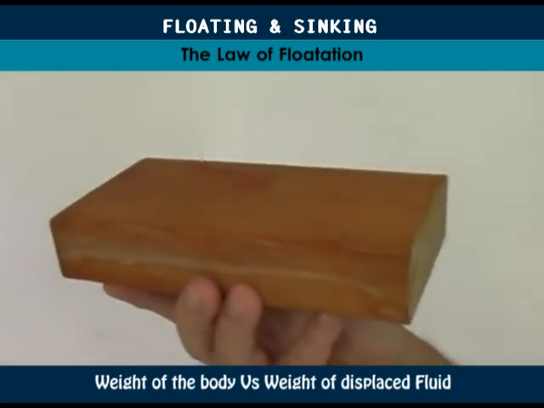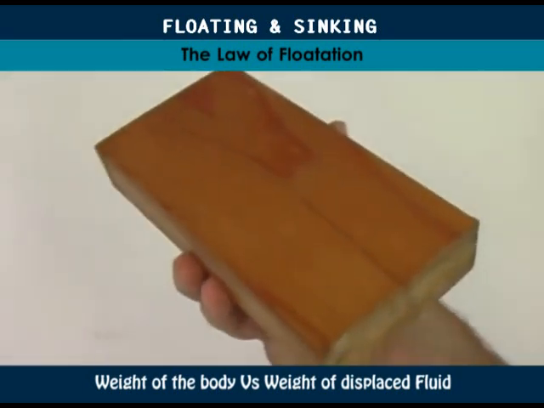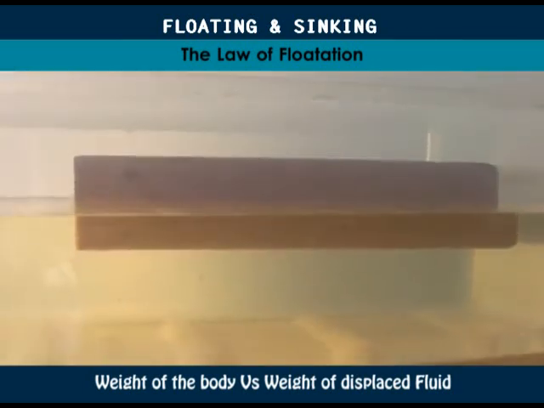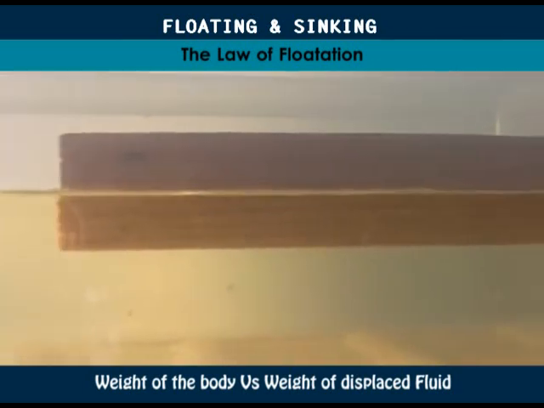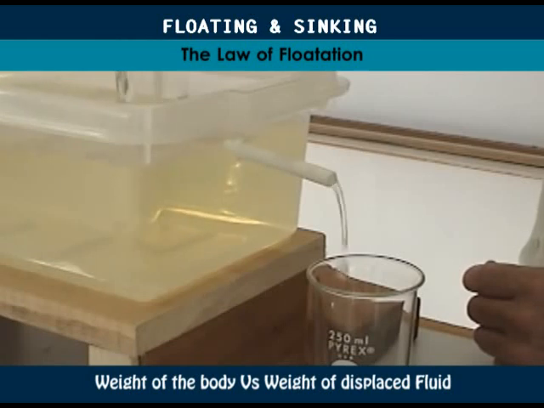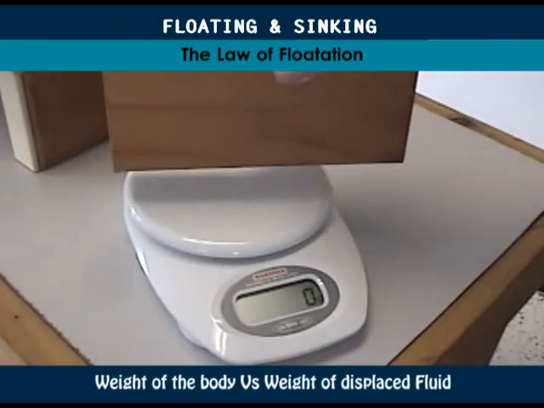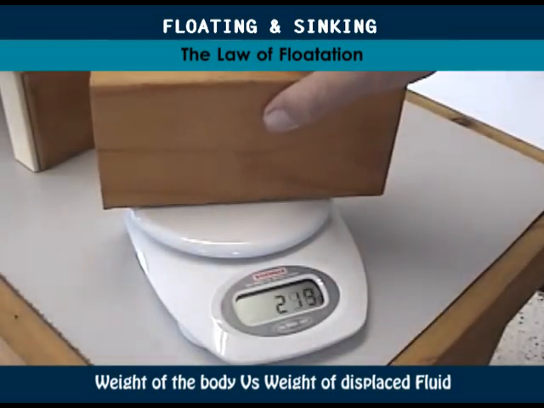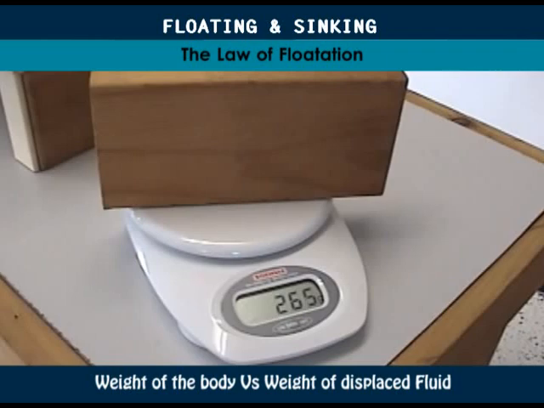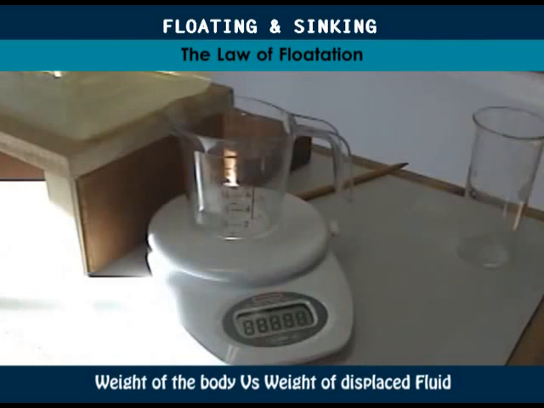Consider this wooden block which is less dense than water and therefore will float. We first prepare an overflow tank with a spout. Then we weigh the wooden block. It has a mass of 266 grams. We put an empty cup on the scale in a position to catch the overflowing water. We subtract the weight of the cup, so our scale reads 0.